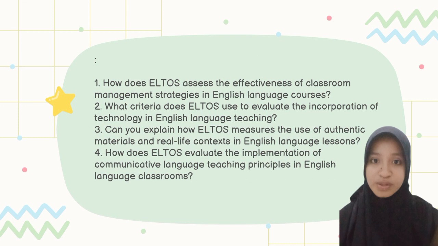Number 3, ELTOS measures the use of authentic material and real-life context in English language lessons by considering factors like authenticity, relevance to learners' experience, cultural appropriateness, and alignment with learning objectives. Number 4, ELTOS evaluates the implementation of communicative language teaching principles in English language classroom by assessing factors such as student interaction, meaningful communication, task-based activities, and language proficiency development.